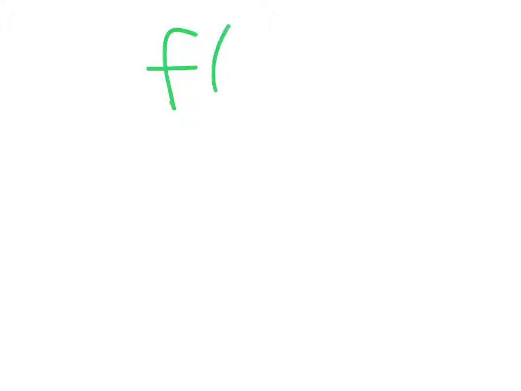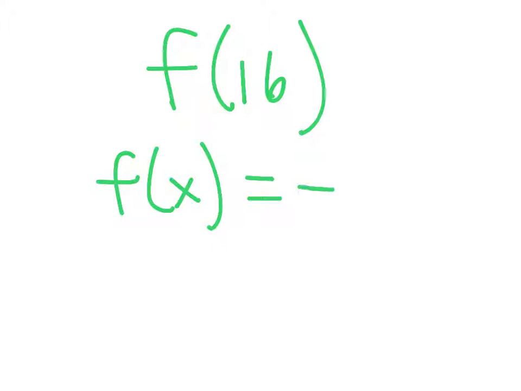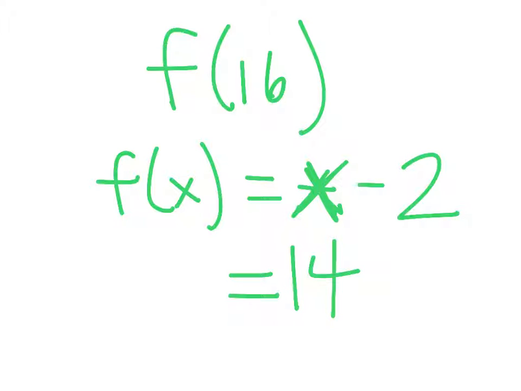Or if f of 16, if the function was x minus 2, then it would be 16 minus 2, which is 14. So it just says place x in, find the output. And so place 16 in, find the output. That's all it means.